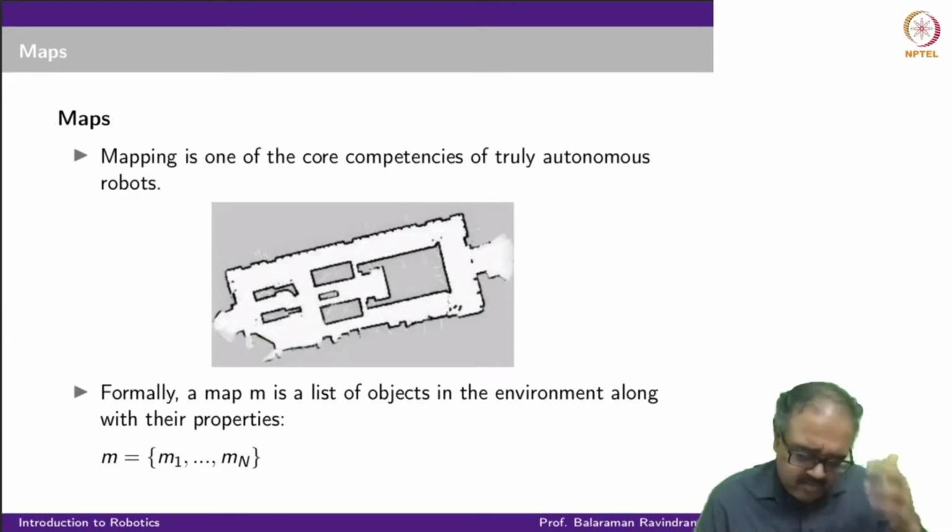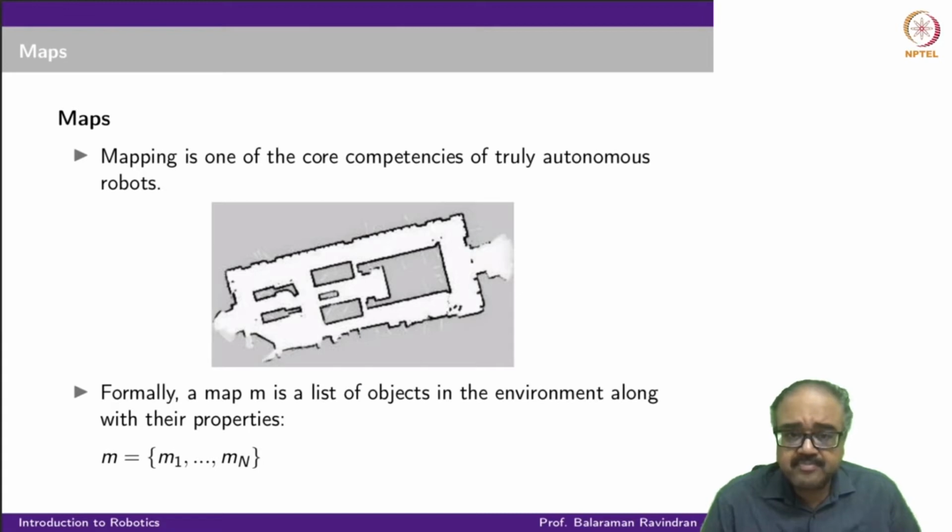Formally, we are going to assume a map M is essentially just a list of objects in the environment along with their properties. You could say there is an obstacle here, in location X, Y, with an orientation of theta 1. That could be M1. So I'm going to look at this as a collection of objects along with their properties.